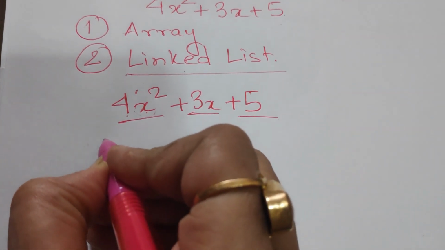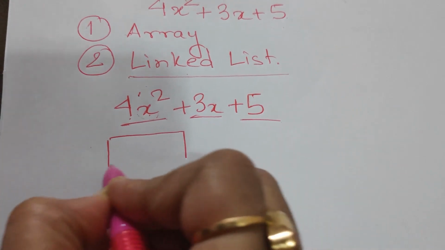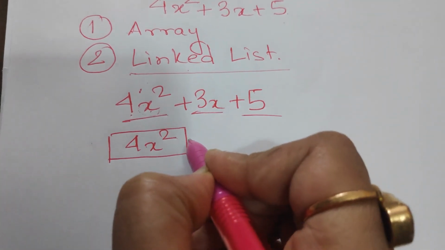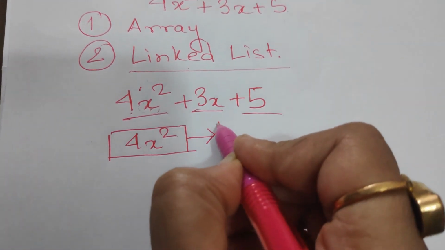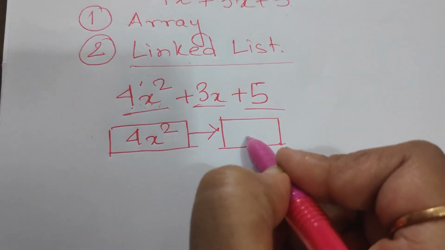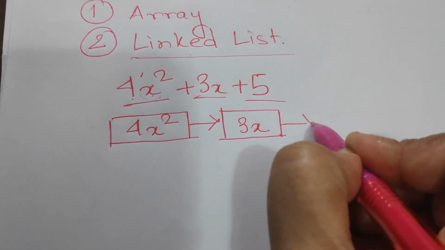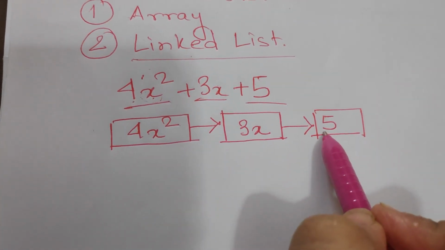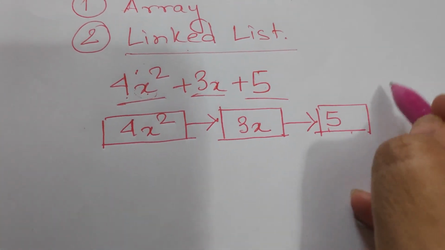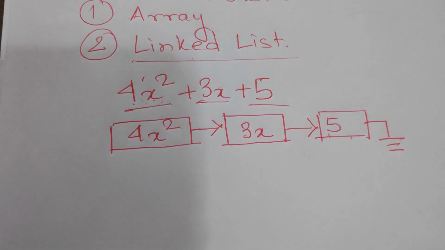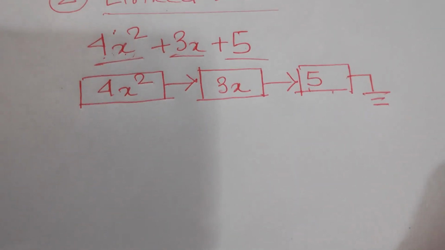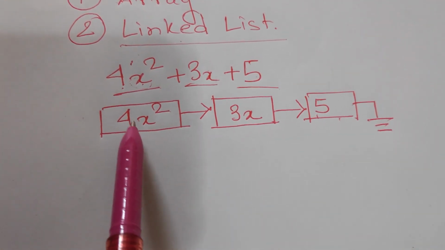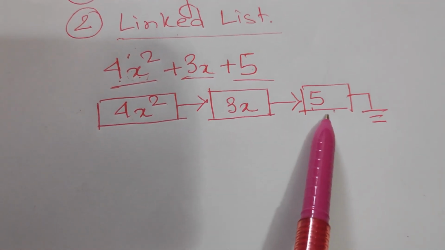So, the linked list will look like this. There will be a node that will be representing 4x squared. There will be another node representing 3x and another node representing 5, and since 5 is the last term in the expression, this node will point at null. Clear? So, each term of the polynomial is represented in each node of the linked list.